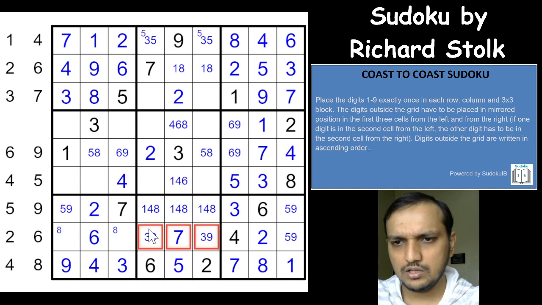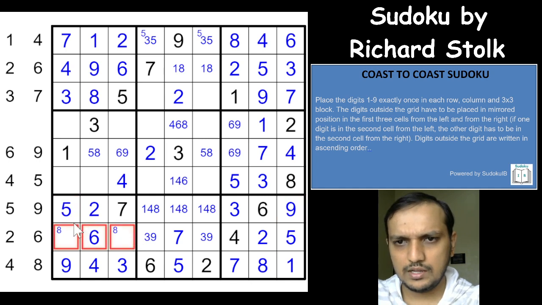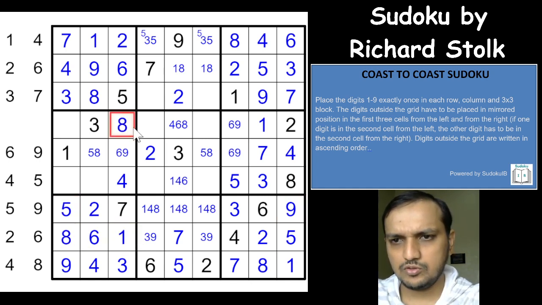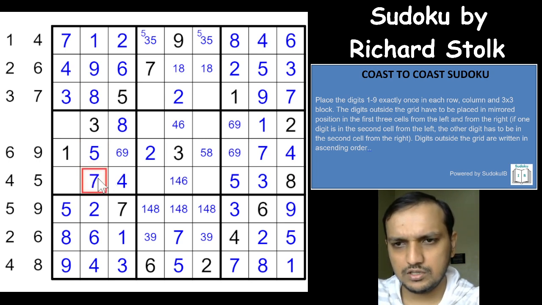Oh, 9. 3, 9, right? So that has to be 5, 9 and 5. 1 and 8. So this is 8 and a 1. That gives you a 8 here. 5. Okay, so now we have actually solved this Sudoku.